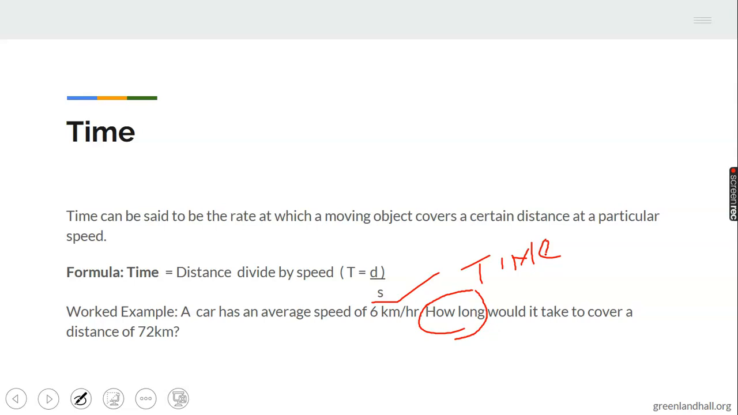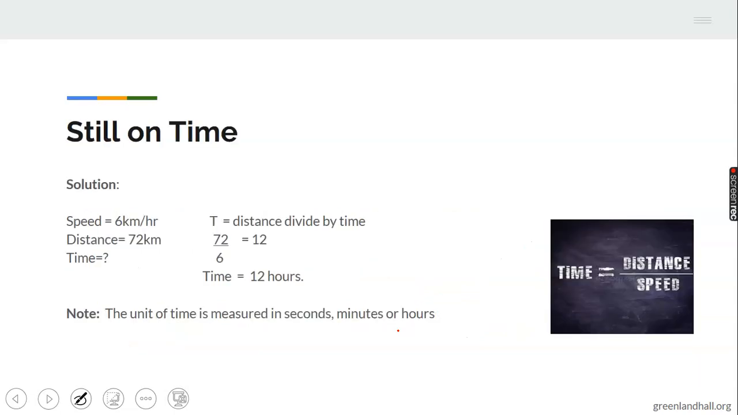So let's now go to the working. Don't forget the formula is time equals distance over speed. Before I go to the next slide, who can tell me the distance? How many kilometers is the distance? That is it, 72 kilometers. And then what is the speed? It is there very clearly. Good. 72 divided by 6. That will be the working.